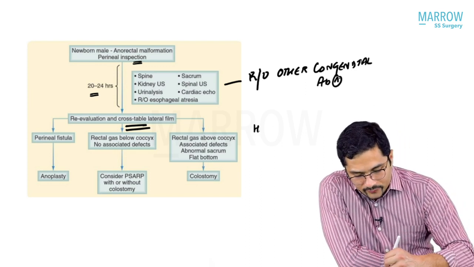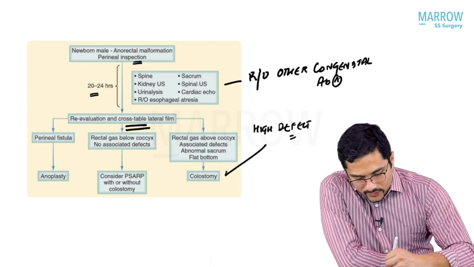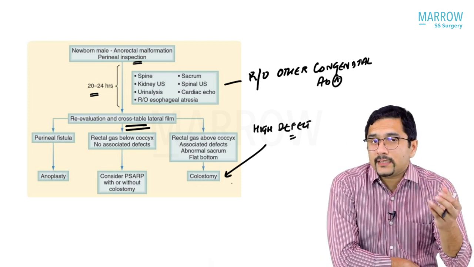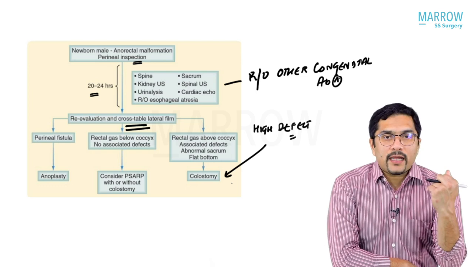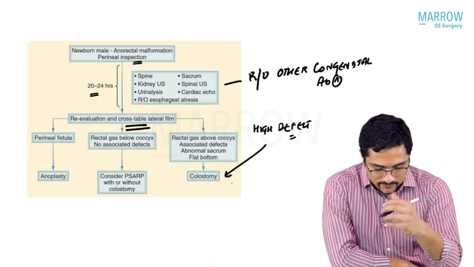If it is a high defect, we usually do a colostomy and then the definitive surgery is done in the 2nd stage. But if it is a low abnormality, then a single stage definitive surgical procedure can be done.